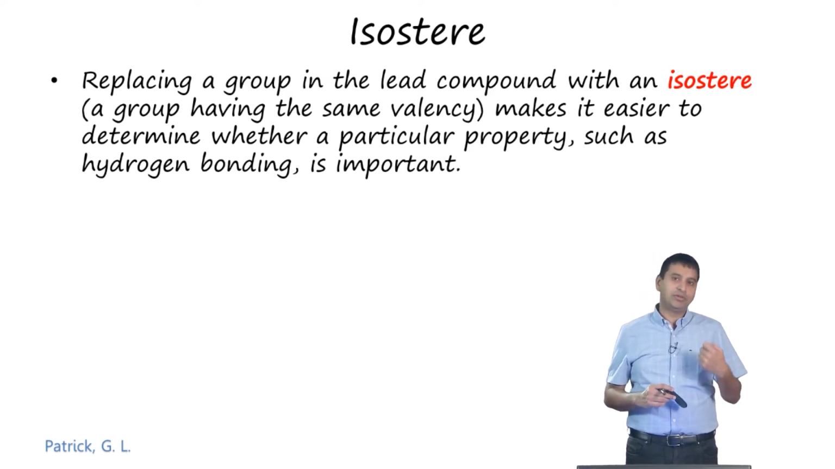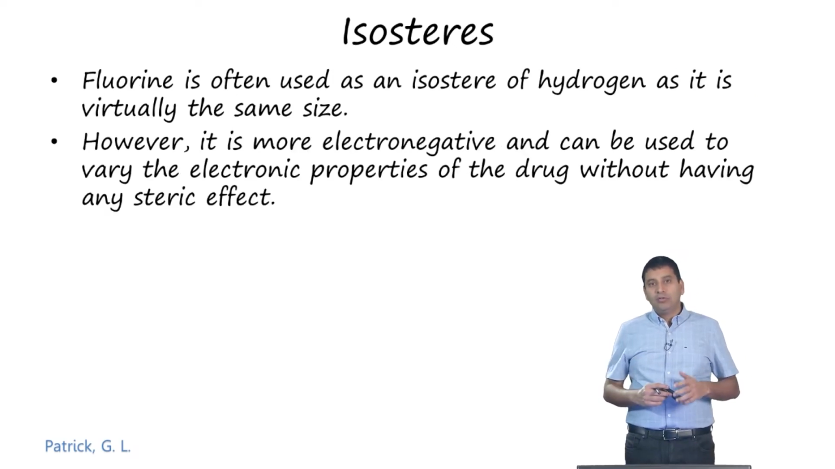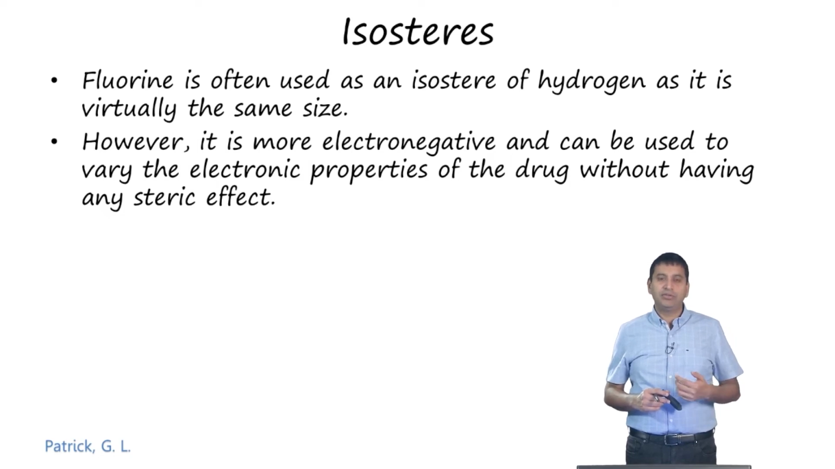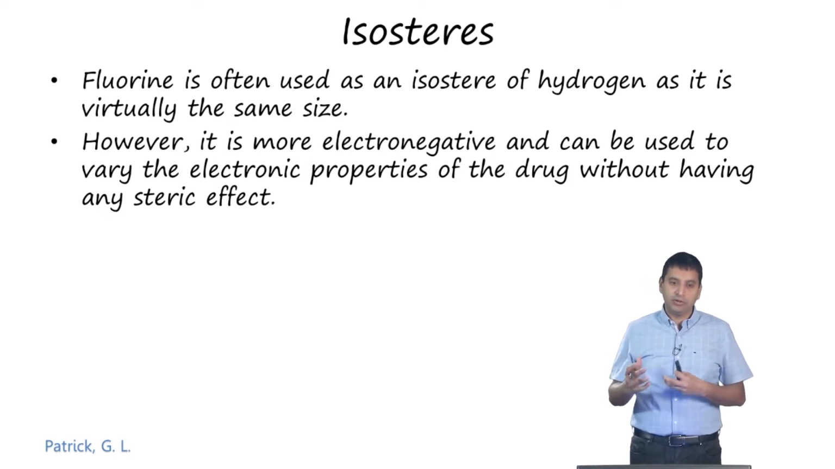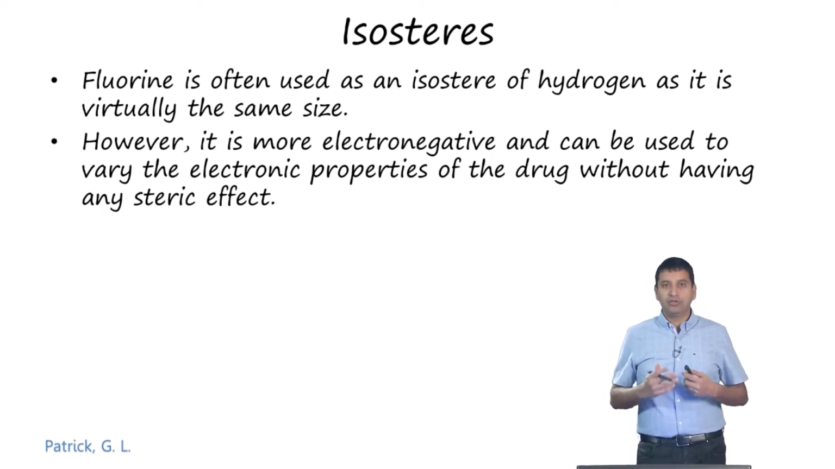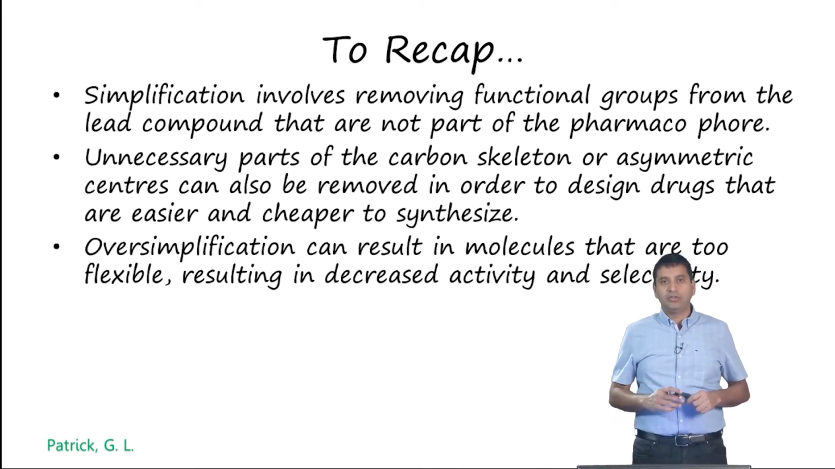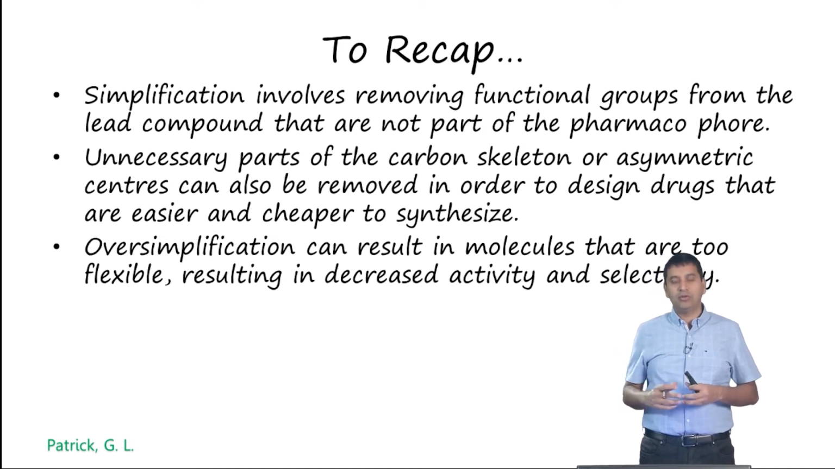One way to do this is to replace it with a methyl group, because it has the same valency. Fluorine, we discussed, is often used as an isostere of hydrogen because it's of similar size. And since it's more electronegative, it can be used to vary the electronic properties of the drug without having any major steric effect. So fluorine is a very commonly used isostere in this concept. The next concept is simplification. Simplification involves removing functional groups from the lead compound that are not part of the pharmacophore.